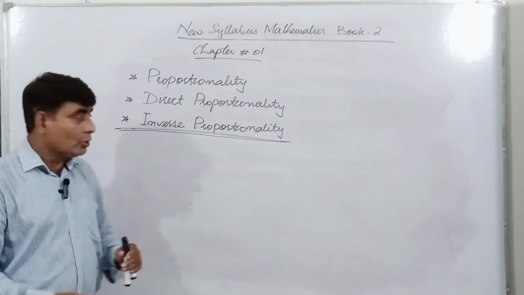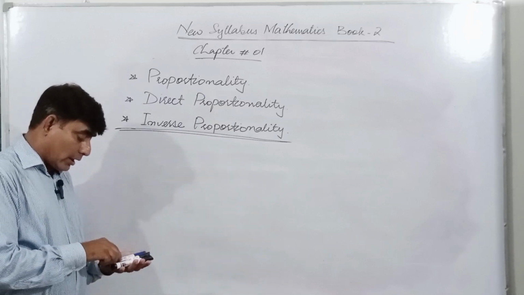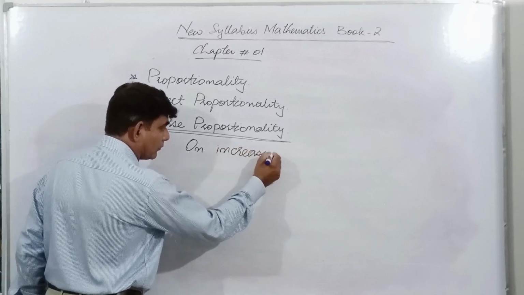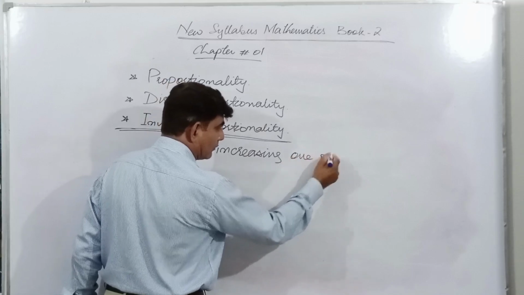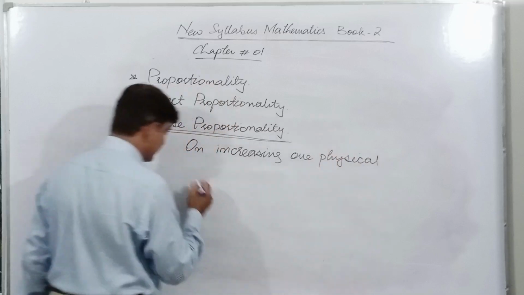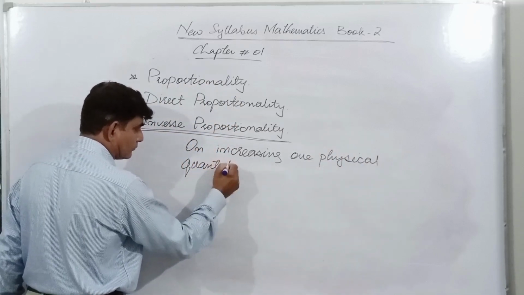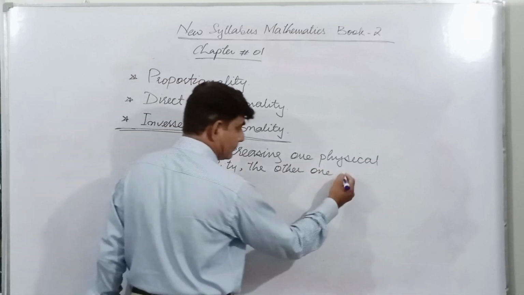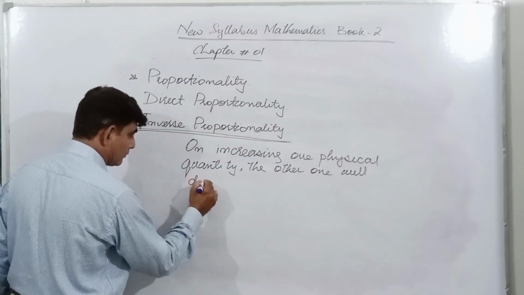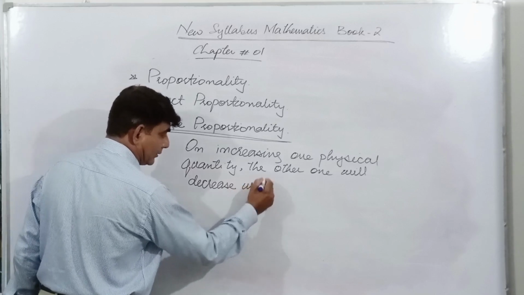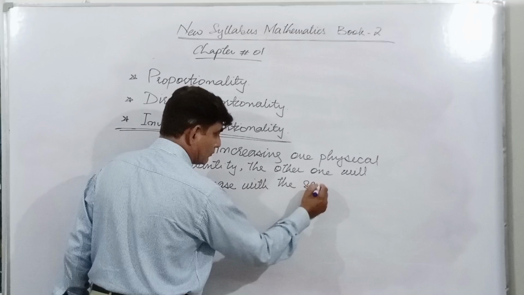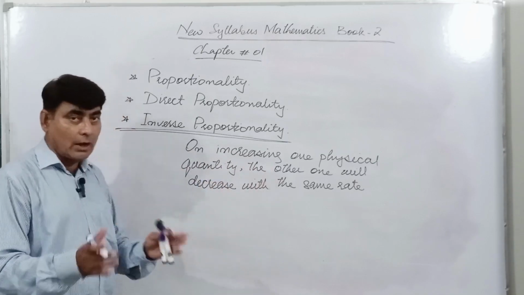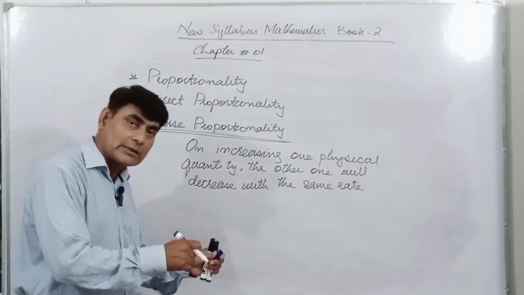that is known as proportionality. So for inverse proportionality, the definition would be like this: on increasing one physical quantity, the other one will decrease with the same rate. As one is increasing, the other one will be decreasing but with the same rate.